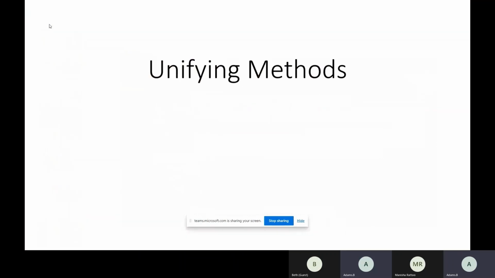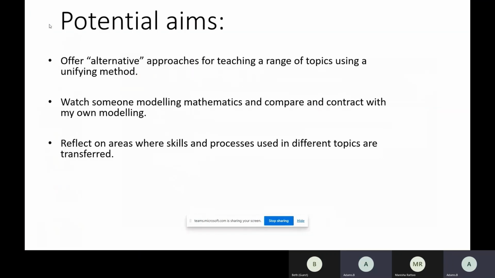I'm covering loads and loads of stuff, but we're going to be looking at a range of topics using a unifying method. So that might be useful. You can watch me model it. I'm going to try and model it exactly as I model it in class. But obviously I'll be messier because I'm using my Wacom, and I'll be quicker.